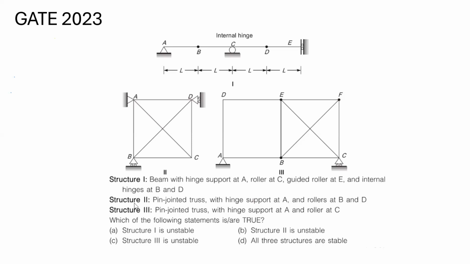All three structures are stable. So what is the answer? I just want to tell you, if there are some internal hinges, what is going to affect the DS? First, we need to calculate the DS. Such a question is there, when we need to calculate the DS.